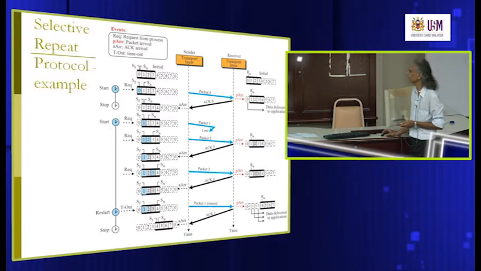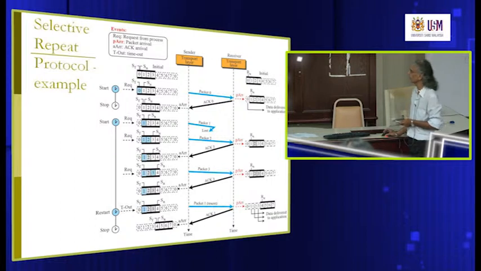Send packet number 3. So packet number 3 is outstanding, and packet number 1 is also outstanding. Packet number 3 arrives. Packet number 3 is in the sliding window of the receiver. So again, it marks it as received but out of order, and acknowledges packet number 3. So packet number 3 changes from outstanding to acknowledged.